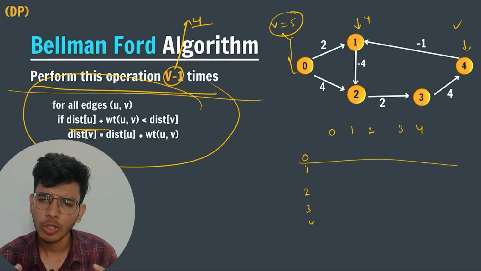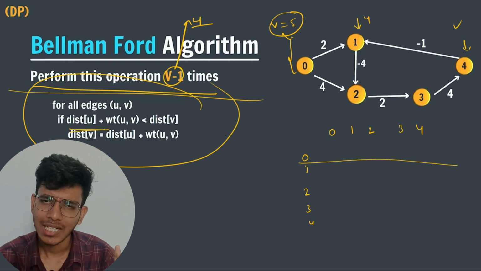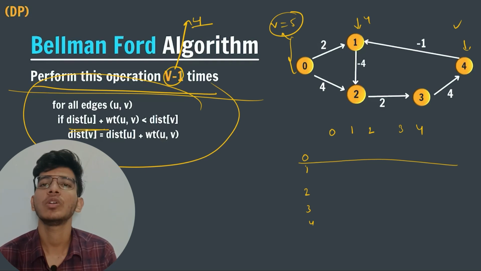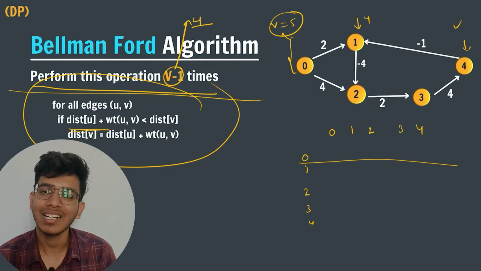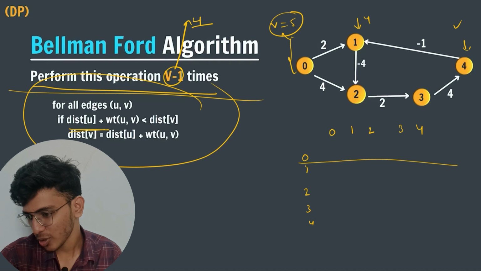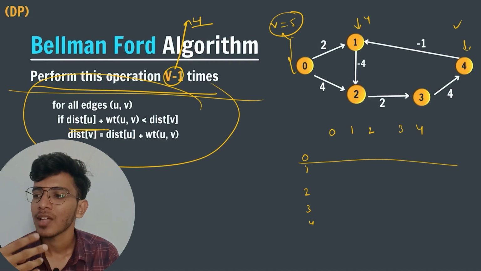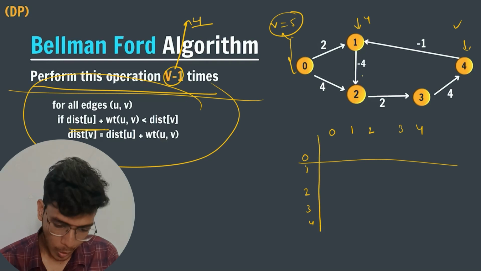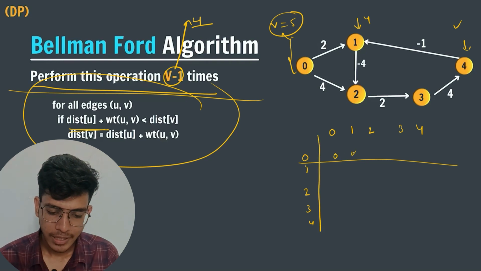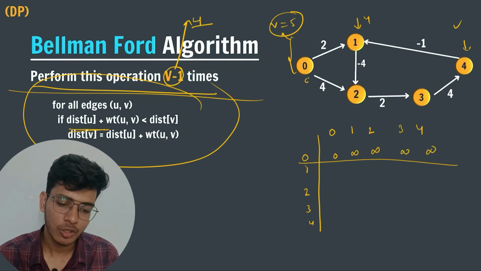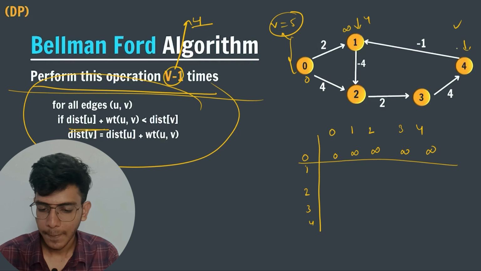Now here at the 0th iteration I will initialize. The 0th iteration is nothing but the initialization step. We don't generally count the 0th iteration as an actual iteration, because in the 0th iteration I am just assigning all the nodes infinity. So here I will assign 0, infinity, infinity, infinity, infinity.